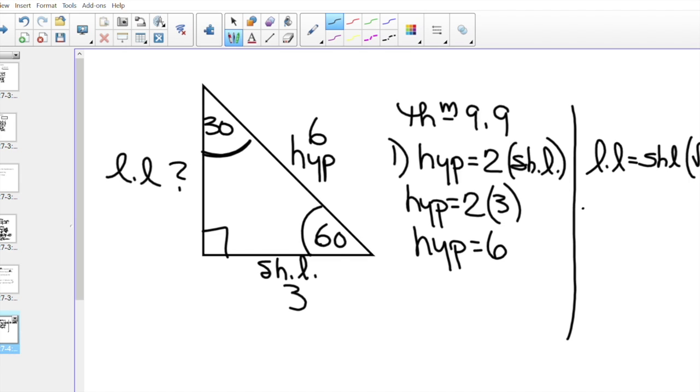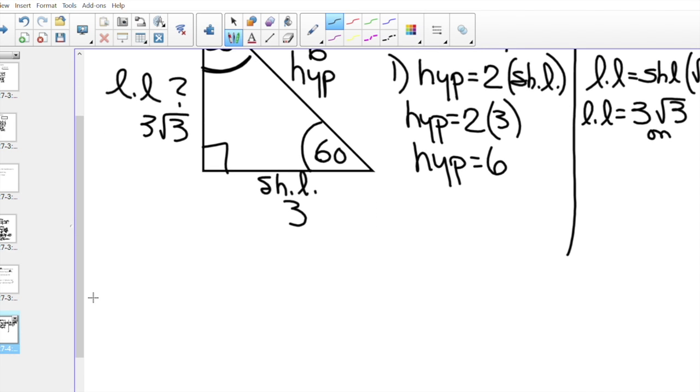So LL is equal to 3 times the square root of 3. The longer leg is equal to 3 root 3, that's how you read it, the square root of 3. So over here, it would be 3 root 3.